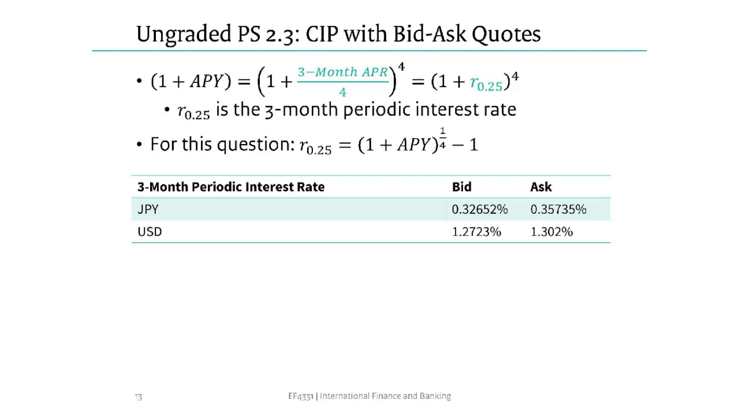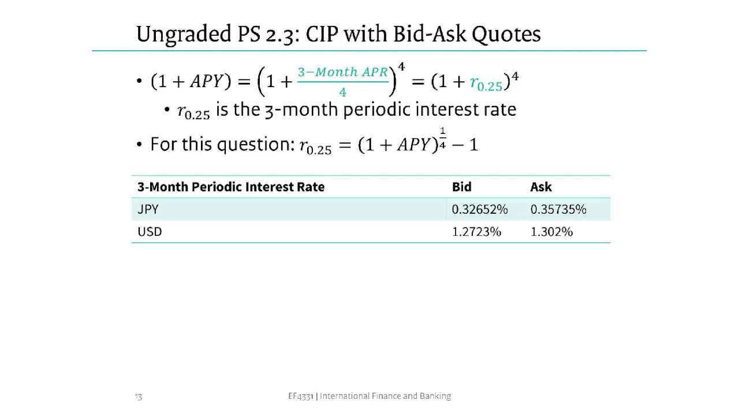Okay. So left-hand side here, 1 plus APY is the annual compounding return, right? APY. That's what you're quoted. That's what the question is giving you, and you want to convert it to the 3-month or quarterly periodic return. That's this entire term here, 3-month APR divided by 4, and it's taken to the 4th power because quarterly periodic returns are compounded 4 times in a year. Okay, we want to solve for R.25.